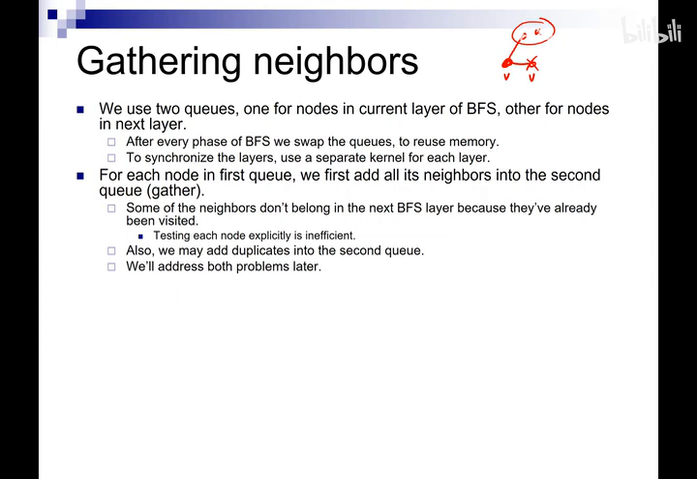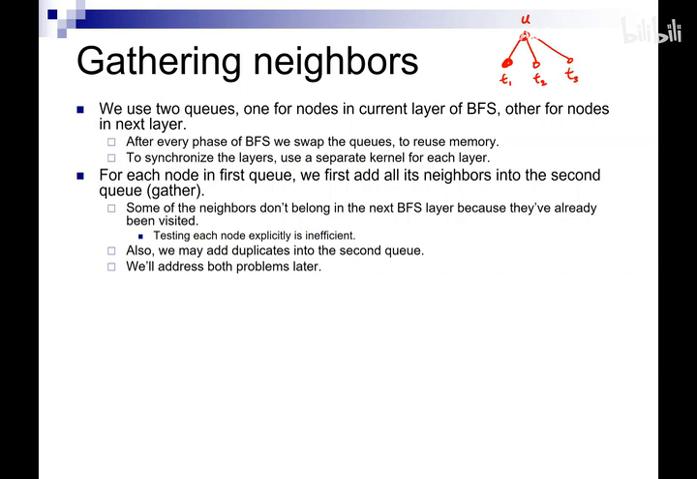Another problem is that we might be adding duplicates into the second queue. To show this, suppose we have a situation where you have nodes, and this top node is unvisited. Now you have one thread processing this node, and a different thread processing this node. Both threads would try to add this unvisited node into the queue, and it would get added twice, so we would have duplicates. In fact, we could have many duplicates if more threads want to add this node into the queue.